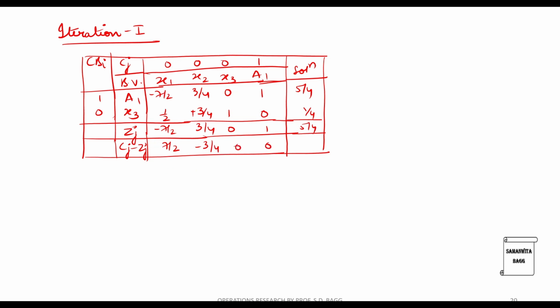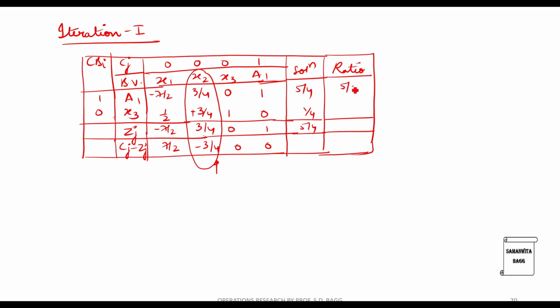The value should be greater than or equal to 0. Minus 3 by 4 is not greater than 0. So hence this is going to enter the solution. And we need to calculate the ratio. So this is 5 by 4 divided by 3 by 4. So this is 5 by 3. And this is 1 by 4 divided by 3 by 4. So this is just 1 by 3. This is 0.33 and this is 1.66. So this is minimum. So x3 is going to leave the solution.